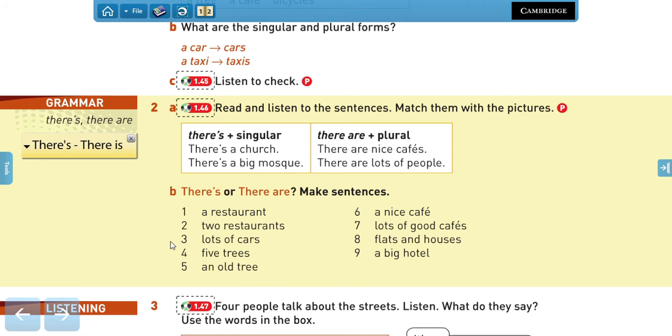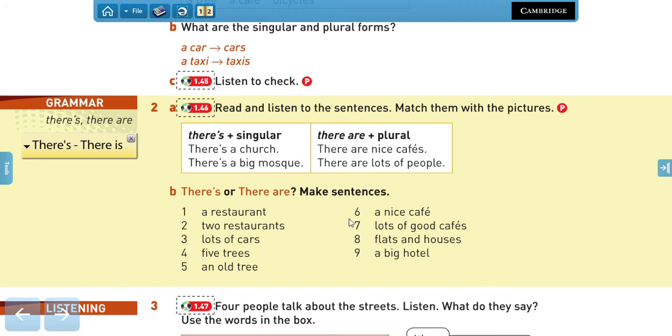3, there are lots of cars. There are lots of cars. 4, there are 5 trees. There are 5 trees. 5, there's an old tree. Again, vowel, right? There's an old tree. Number 6, there's a nice cafe. There's or there is a nice cafe.